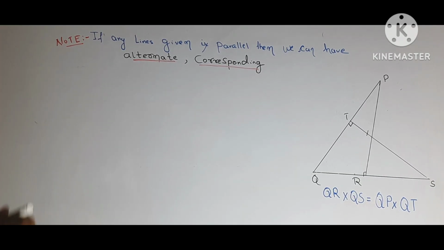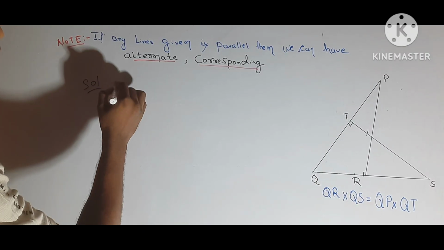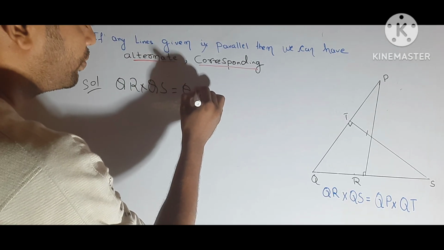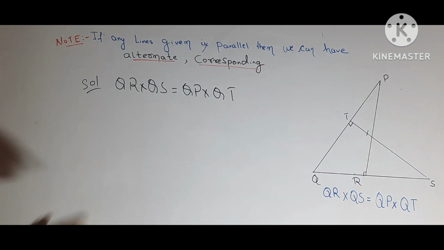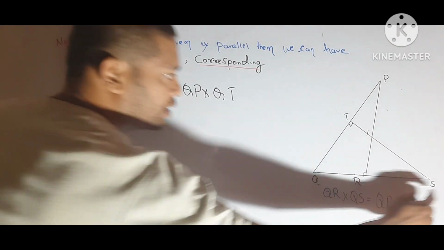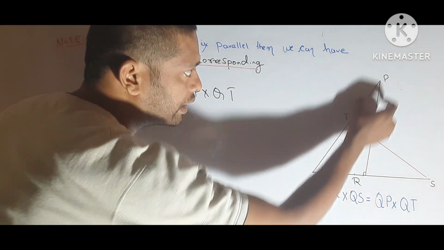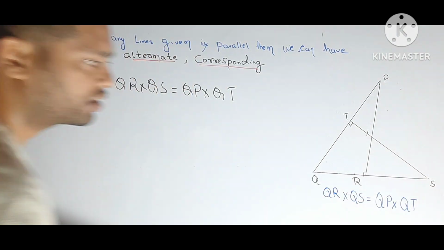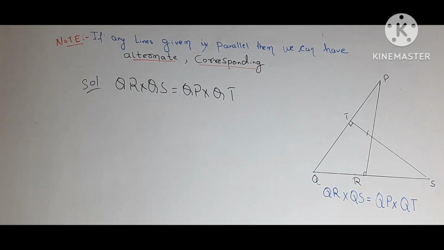Again the same process, same drill. Solution: they gave you QR into QS is equal to QP into QT. Again the same thing, arrange them. Now see, are QR and QS lying in the same triangle? QR is in this triangle, QS is in this triangle. If I take QR, the S will not come. If I take QS, the R will not come. So are they in the same triangle? No sir.